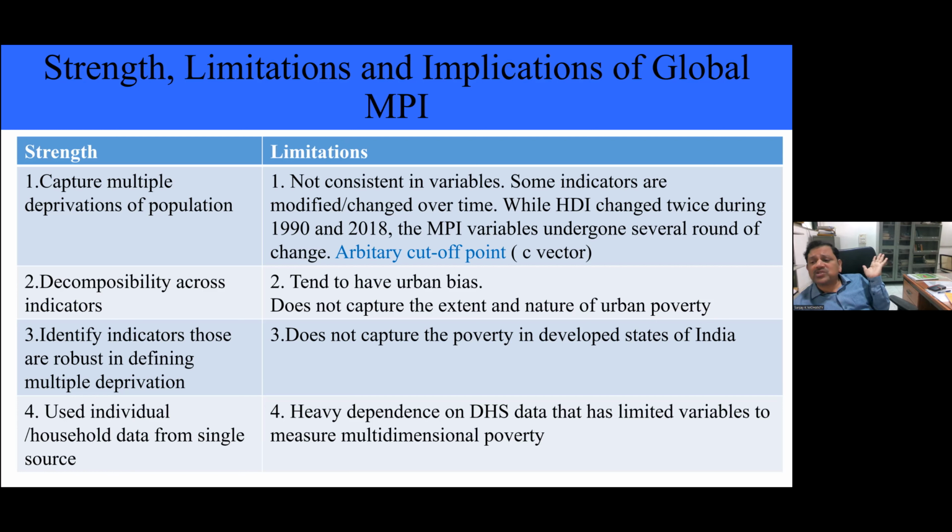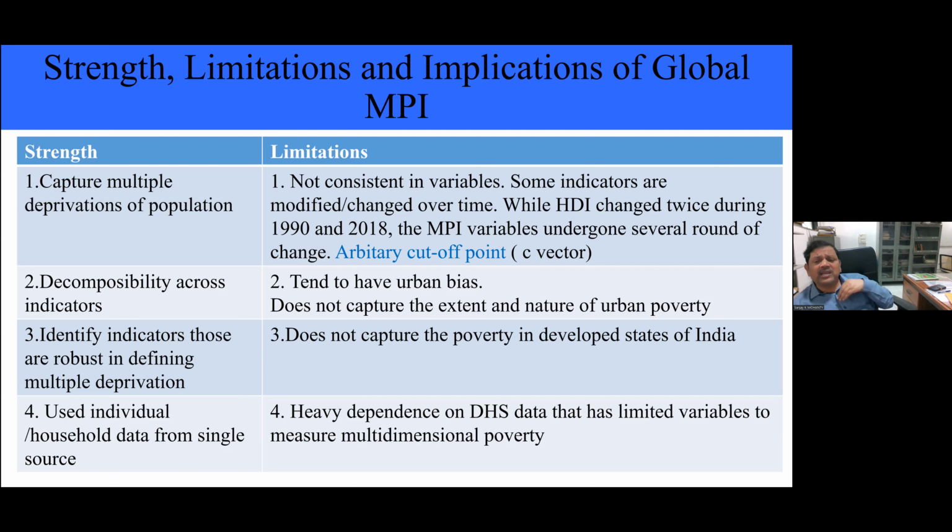The C vector is nothing but a summation of all the weighted deprivation indicators. Each indicator is turned to binary form, 0 and 1, multiplied by weight, and then summed up. If the sum of the score, where 1 is deprived and 0 is not deprived, is more than 0.33, then the person is labeled as multidimensionally poor. Now the question comes, how does 0.33 come? This is basically a normative concept. The idea of putting the C vector cutoff point is a normative concept.